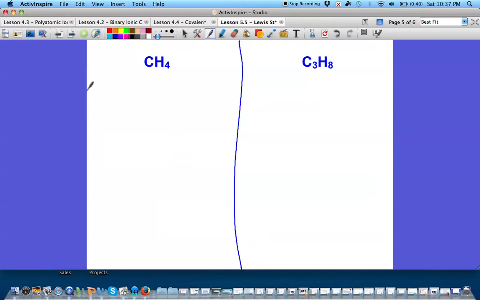Welcome back. Let's take a look at CH4. We have 1 carbon. Carbon has 4 valence electrons. We have 4 hydrogen. Hydrogen has 1 valence electron. This is going to give us a total of 8 electrons for our Lewis structure. We're going to put carbon in the center, and we're going to place the 4 hydrogen around the carbon.